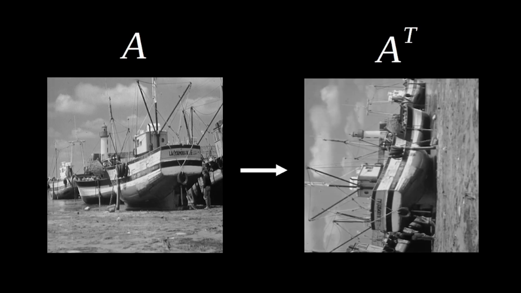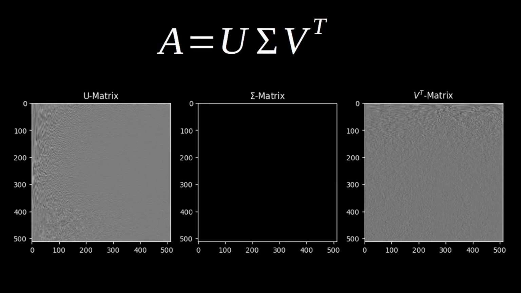So here you can see this is a transpose of our boat image. But more importantly though, we can do matrix decompositions.